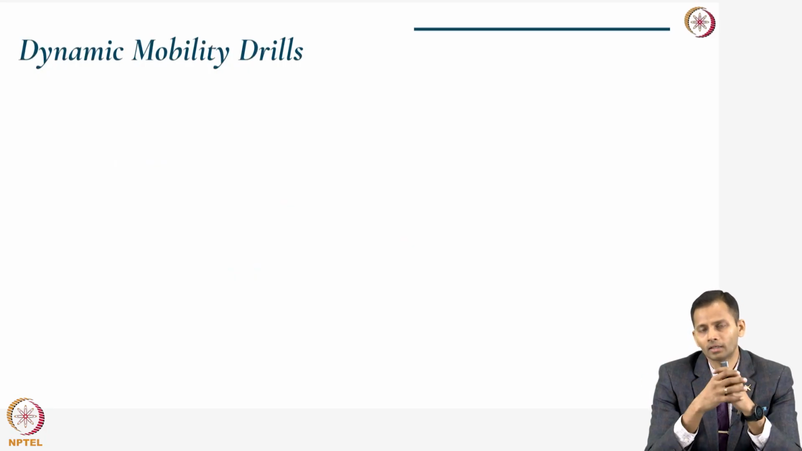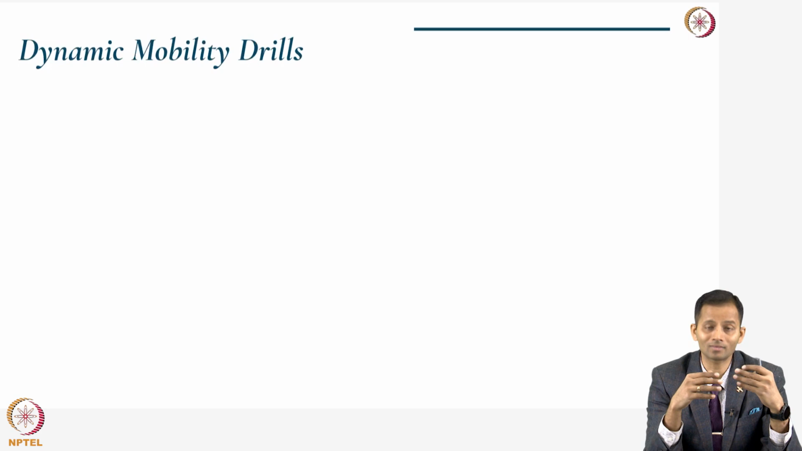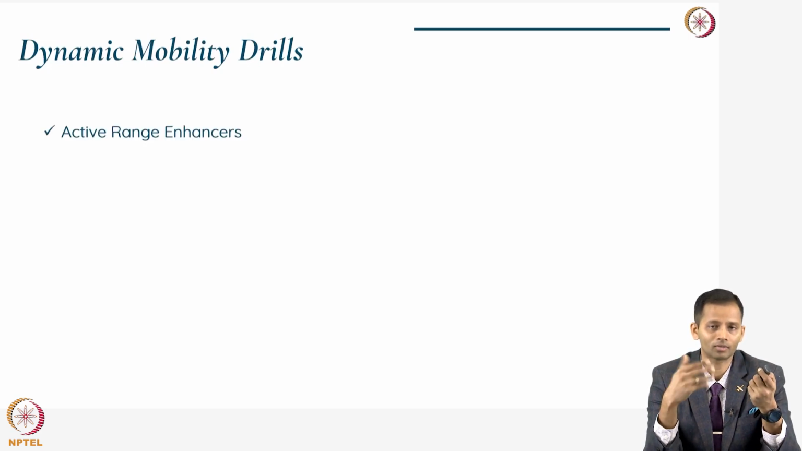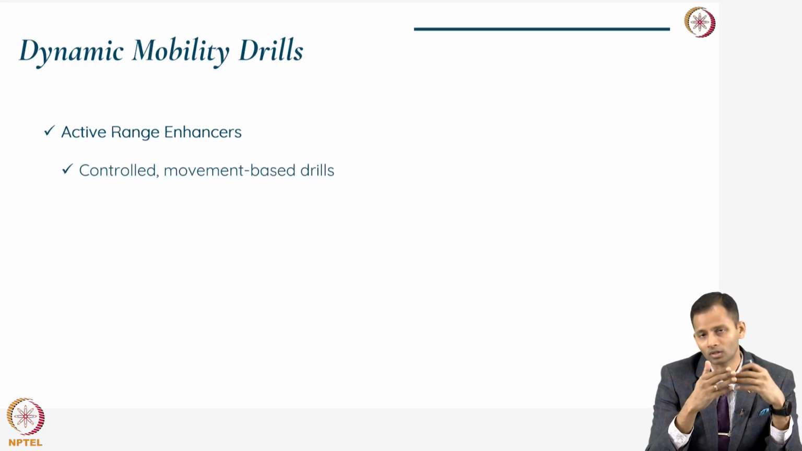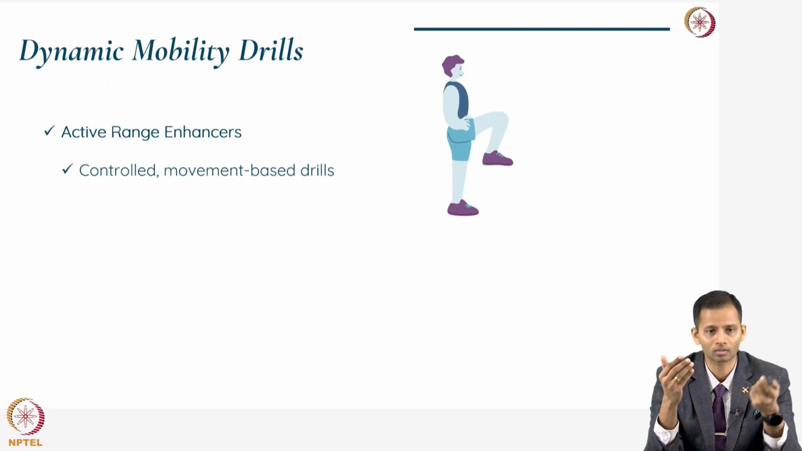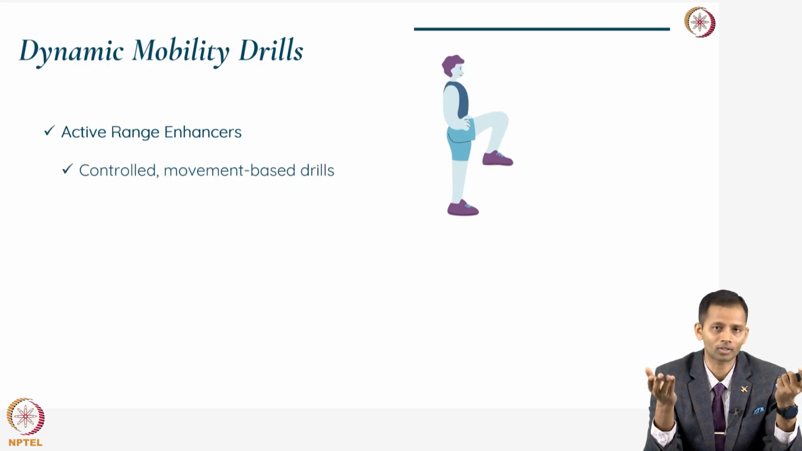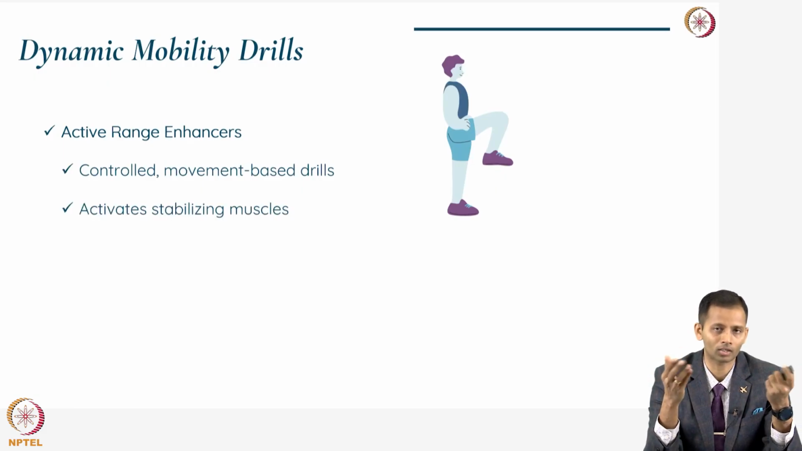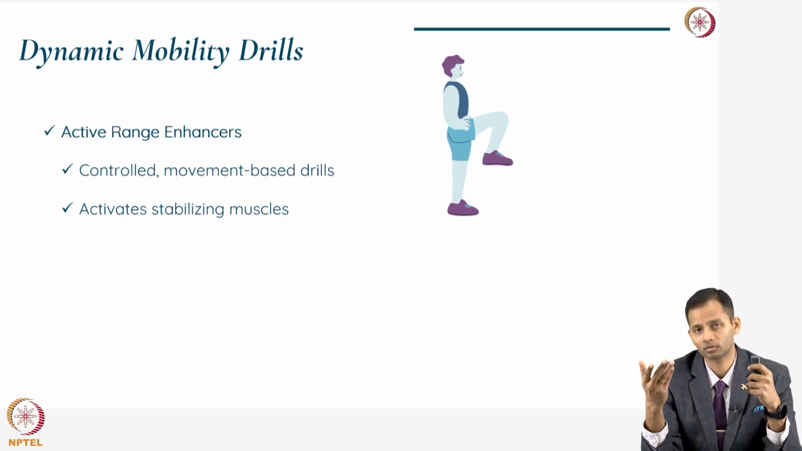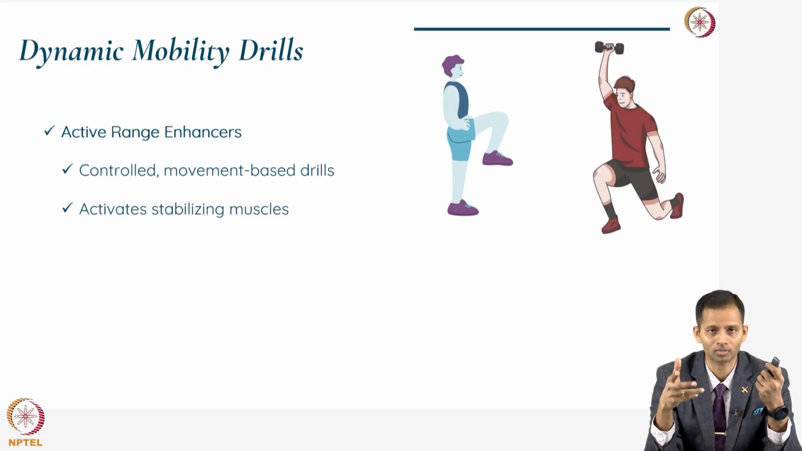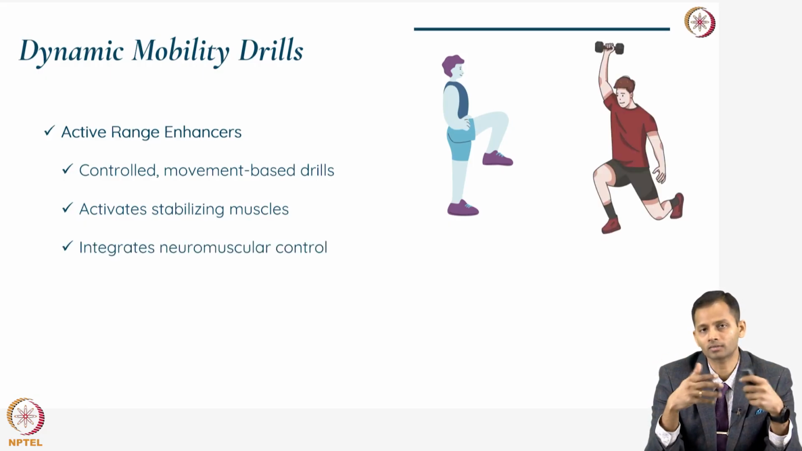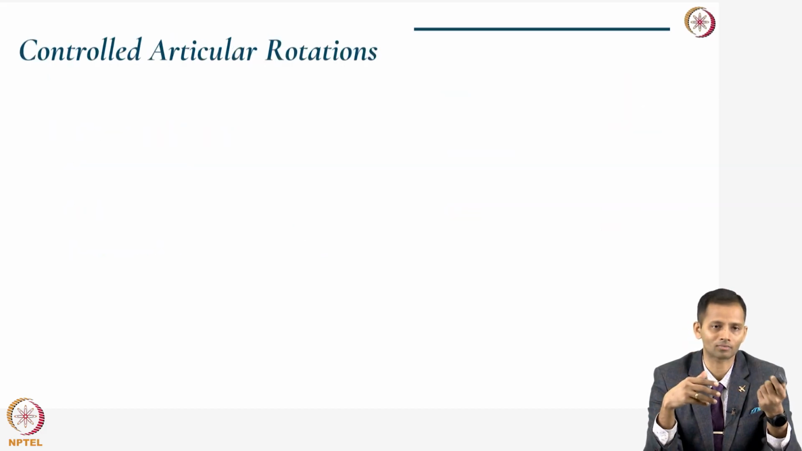Another important technique used to improve the joint mobility is dynamic mobility, where it is more of an active mobility drill, where you enhance the range actively. It is again by using controlled movement based drills. You can incorporate it in the pre warm up routine itself. Also, you can add weights to that mobility drill to activate the muscles that can stabilize the movement, and integrate the neuromuscular control as well.